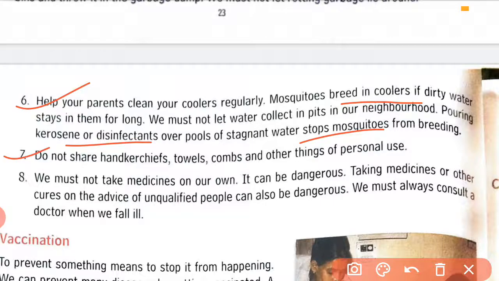Do not share handkerchiefs, towels, combs, and other things of personal use. We must not take medicines on our own. It can be dangerous. Taking medicines or other cures on the advice of unqualified people can also be dangerous. We must always consult a doctor when we fall ill.